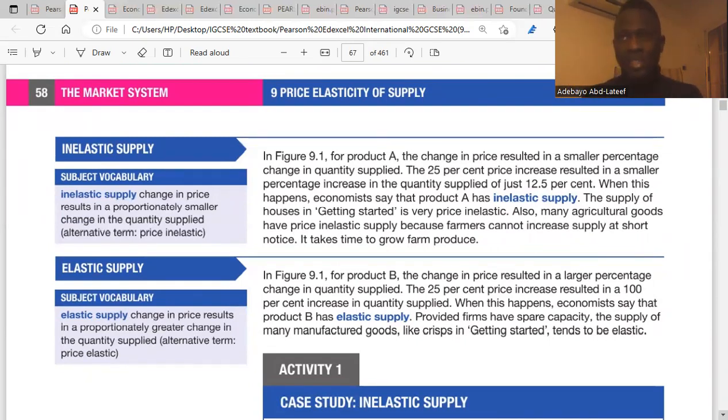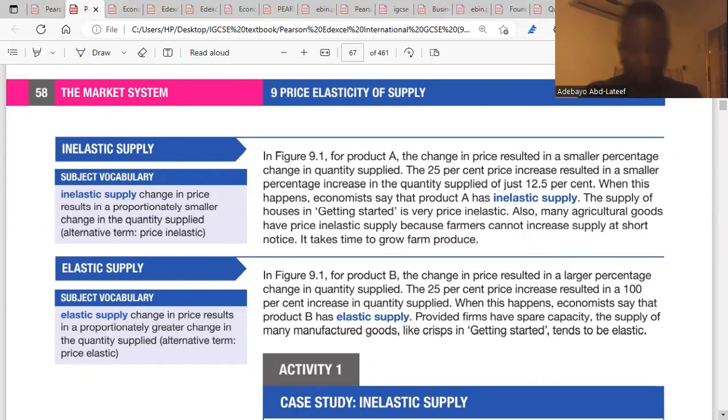Do you understand what inelastic is here? It is inelastic because there's a change in price. And remember, in the law of supply, the higher the price, the higher the quantity supplied. That is the law of supply. But here, as a result of an increase in price, it doesn't have any significant change in the quantity supplied in the market. That is what we call price inelastic supply.